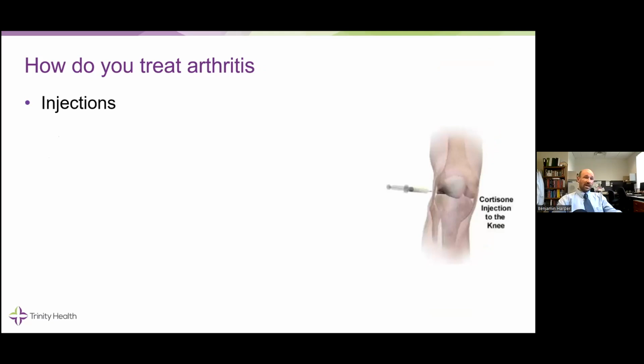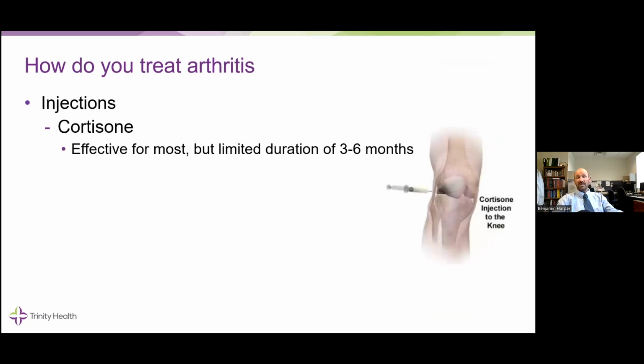Injections. So there's a lot of different injections to talk about. Cortisone is probably the mainstay of arthritis treatment currently. It's effective for most people, but a bit limited duration. And there's some variation here.